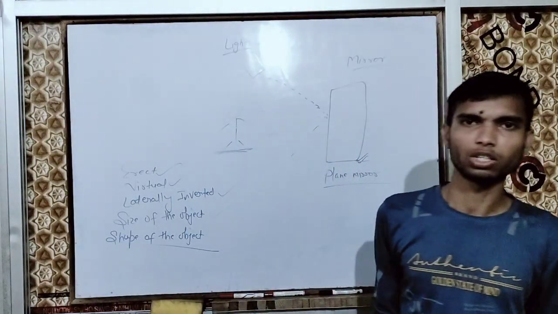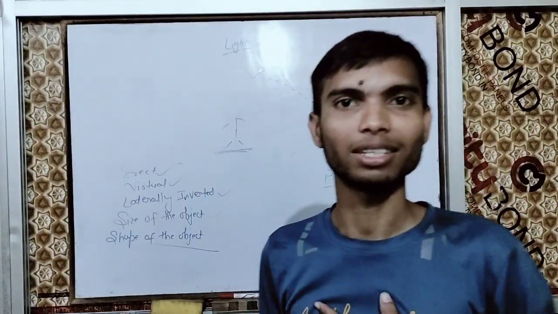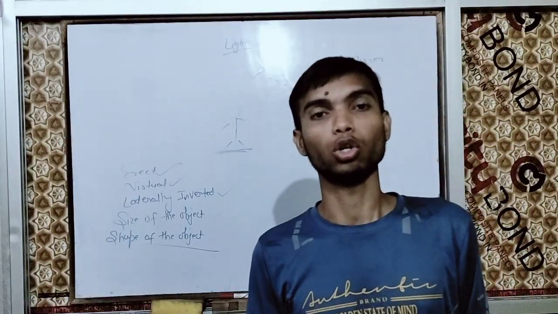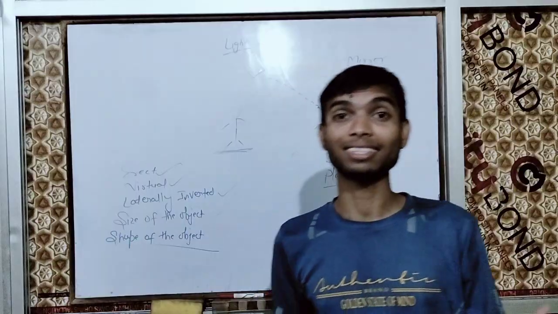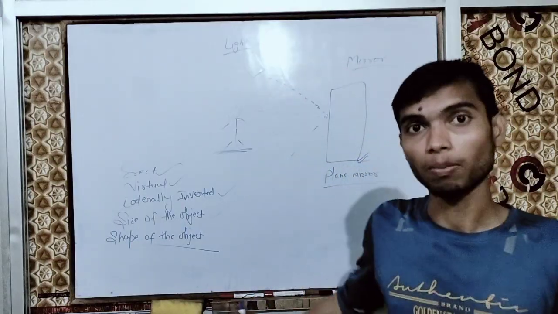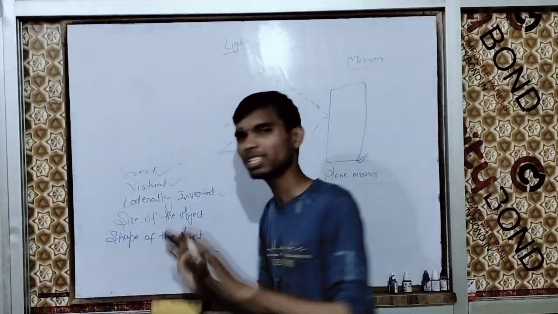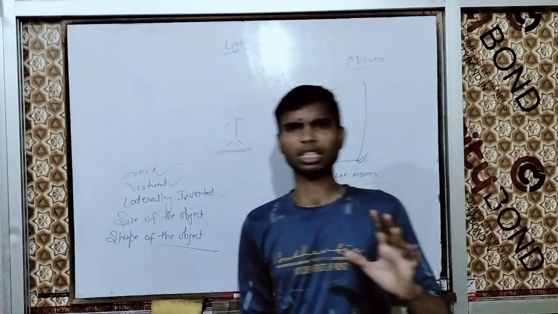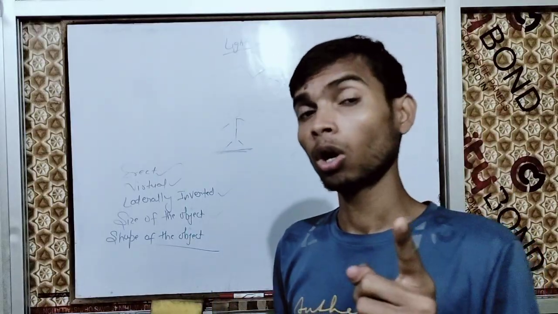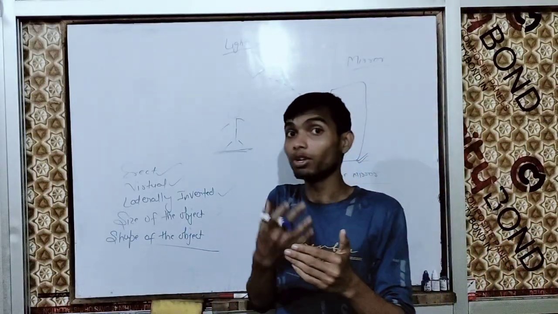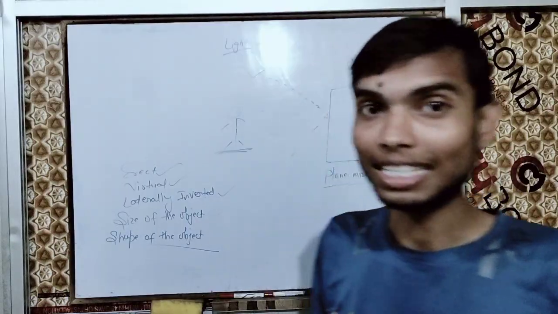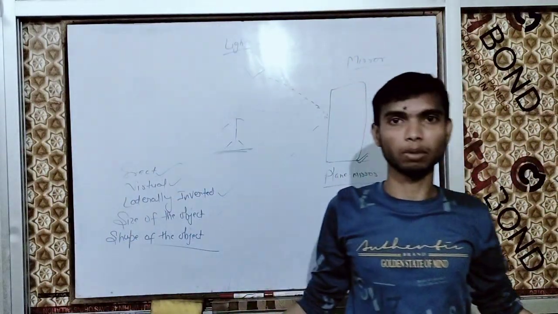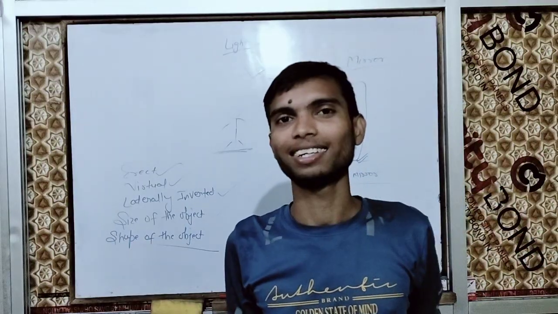What about the size of the object? Here we have a plane mirror. When you take a concave or convex mirror, you will not get the exact size of the image as the object. In this plane mirror, the size would be the same. Let's say the size of the object is 3 centimeters. Here we have a plane mirror, so the size of the image inside the plane mirror would be the same, 3 centimeters. The reason is that it is a plane mirror.